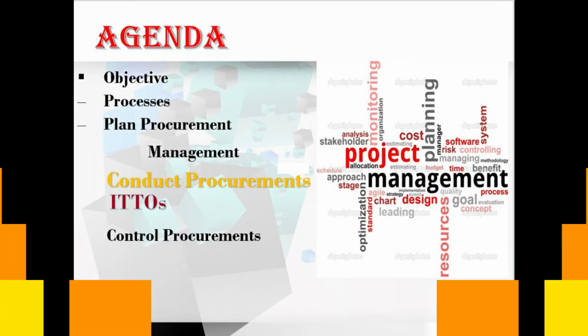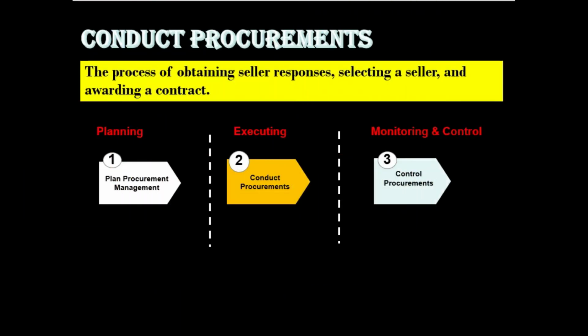Let's start. It is the second process in the project procurement management knowledge area, and it is defined as the process of obtaining the seller responses, selecting a seller, and awarding a contract. The main key benefit of this process is that it selects a qualified seller and implements the legal agreement for delivery. Fine. Hope you understood its definition and the key benefit of this process.